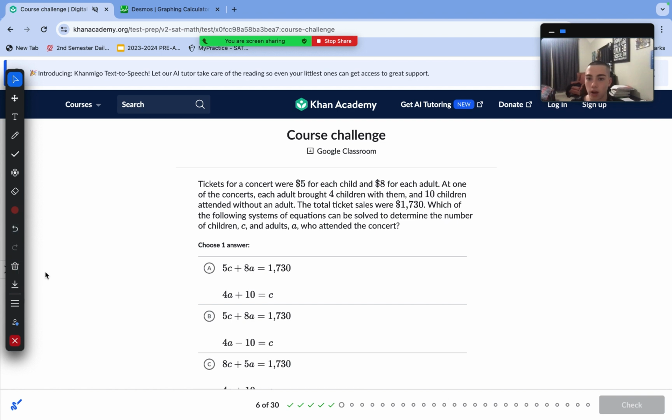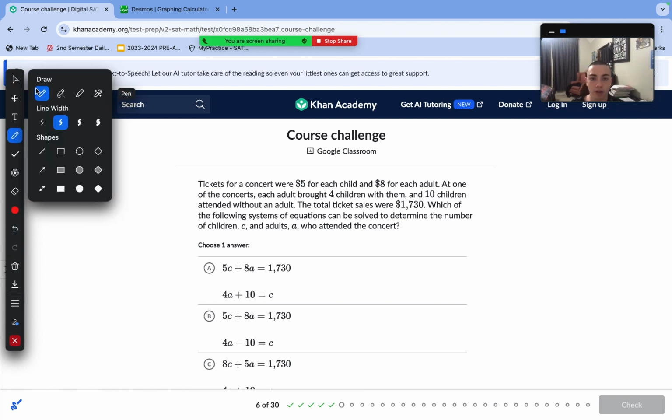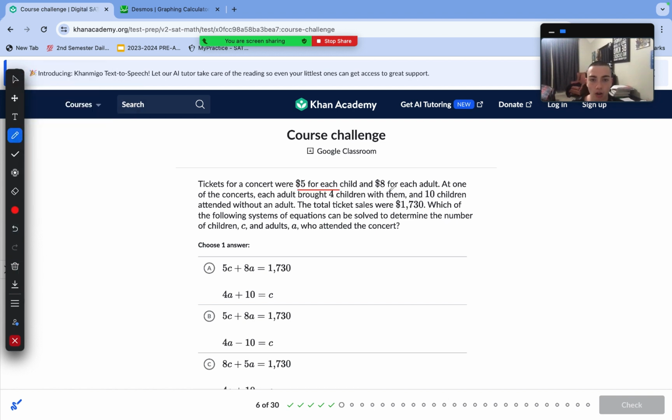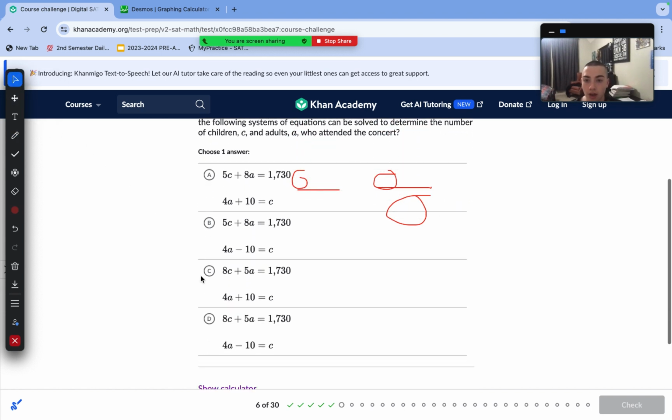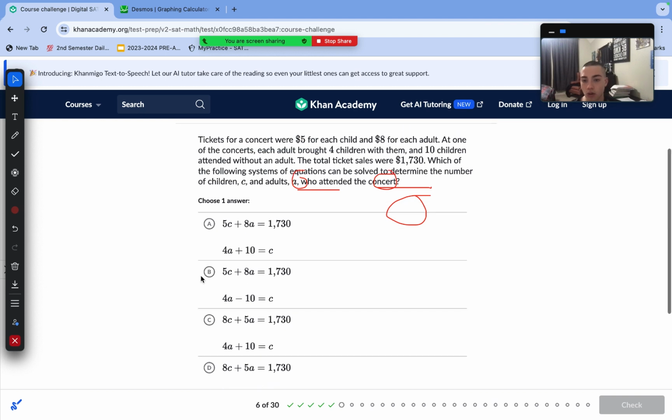We have a systems of equation. Tickets for a concert with $5 for each child and $8 for each adult. So real quick here, dollars, they are all the same unit. They need to be in the same equation. So we need 5c plus 8a equals 1,730. That is only answer choice A and answer choice B.